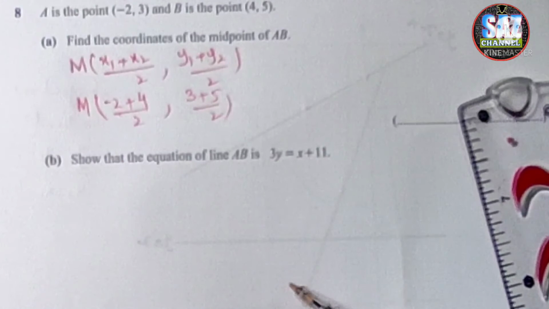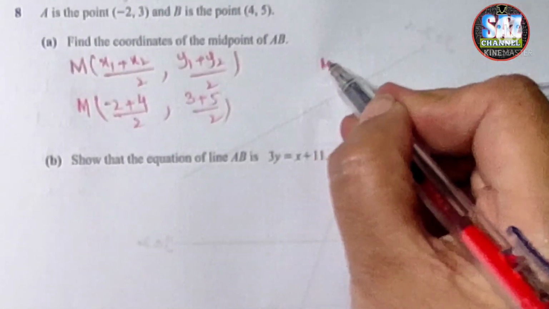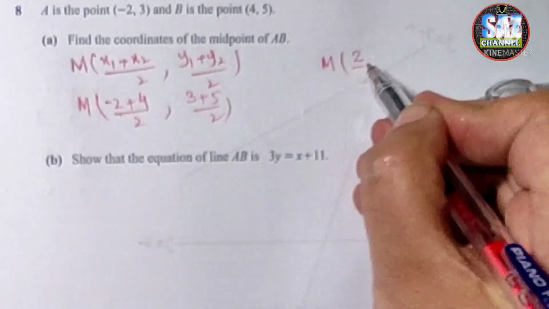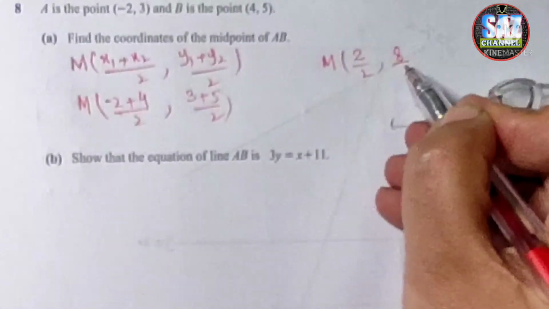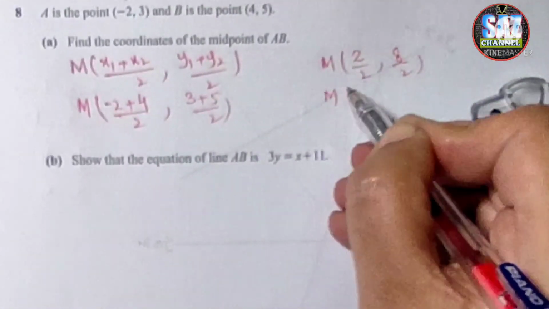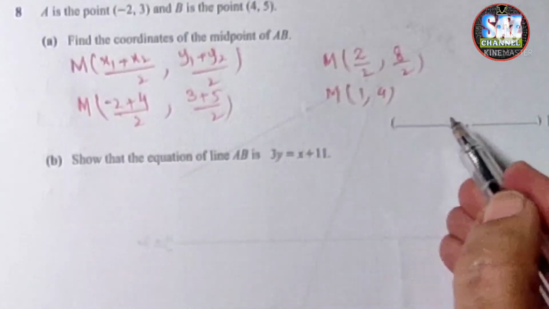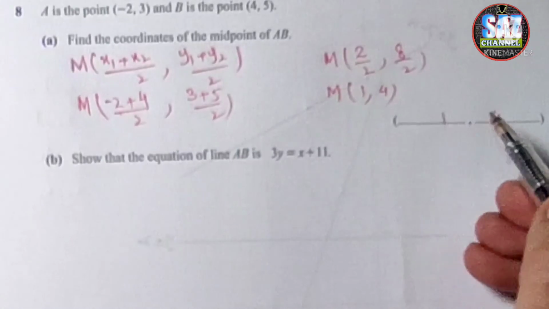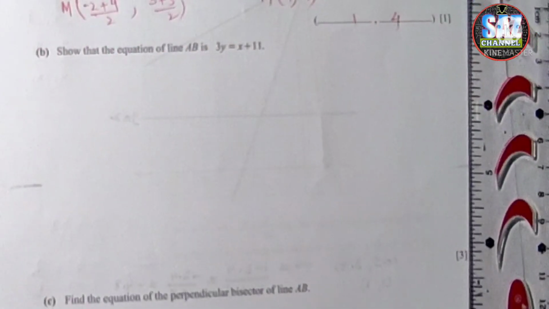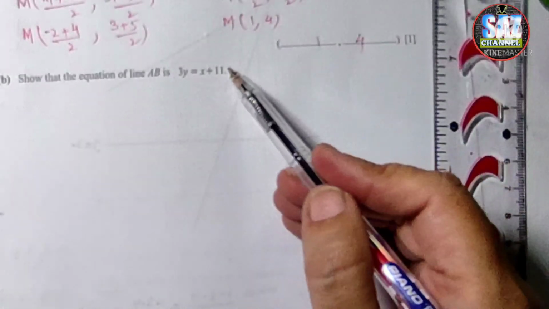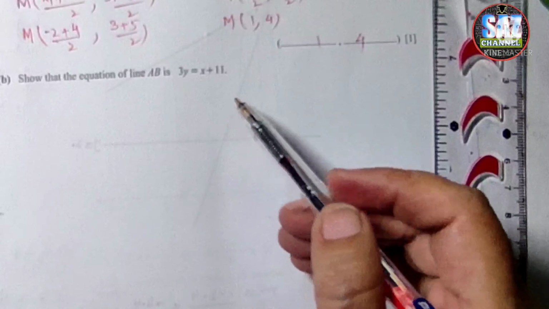Now what we have to do is simply add up the numbers according to the signs. 4 minus 2 is 2, 2 by 2 and 8 by 2, and this is M, (1, 4). So the midpoint is (1, 4). Okay, moving to the second part, and the second part says show that the equation of line AB is 3y equals x plus 11.